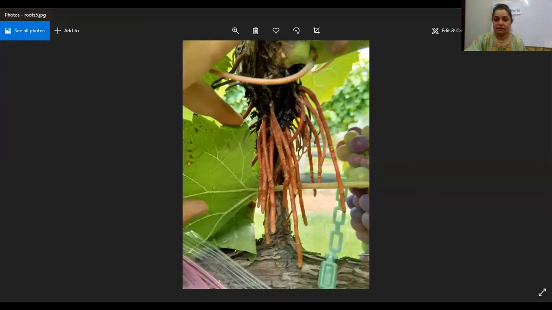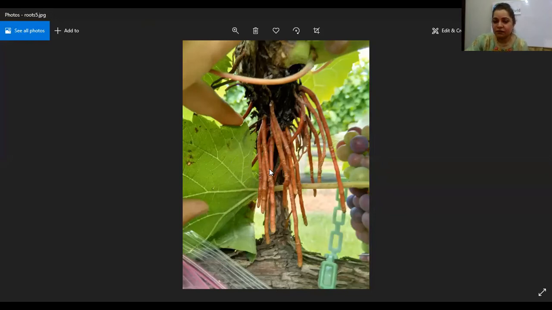So I'm going to show another root type to you, and that is, just have a look at this. This is even the upper portion of the plant. The root is not in the soil, and they are showing you the root. How does it look? This is the root of a grape plant. The grape is not a plant, it's a climber. So this is how the roots look.